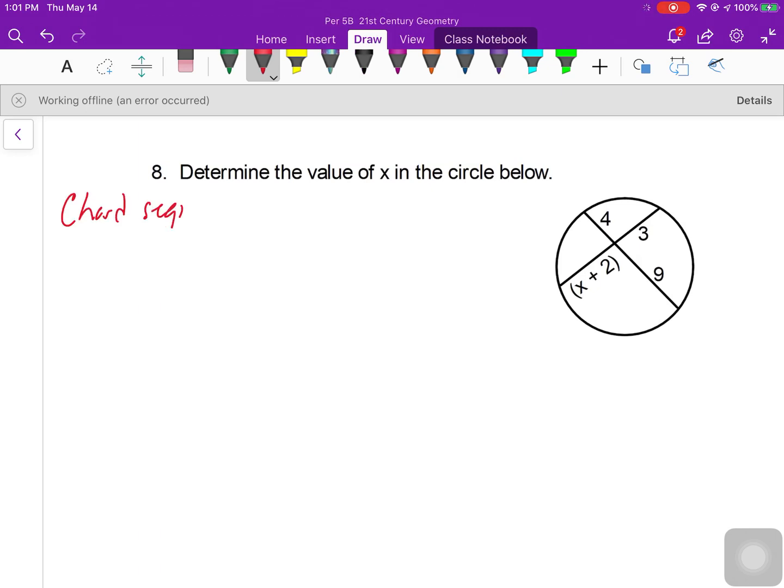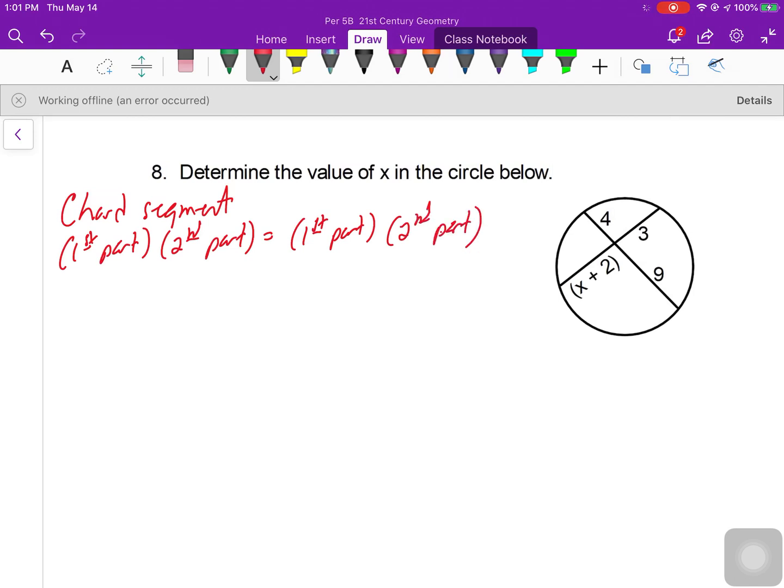Let's take a look at another one of these chord segments. So here we have, once again, chord segments. So once again, we're going to use first part times second part equals first part times second part. Now, it doesn't matter which one you start out with. Let's start out with this one right here, the yellow one, the one I just highlighted. First part times second part, 3 times x plus 2.